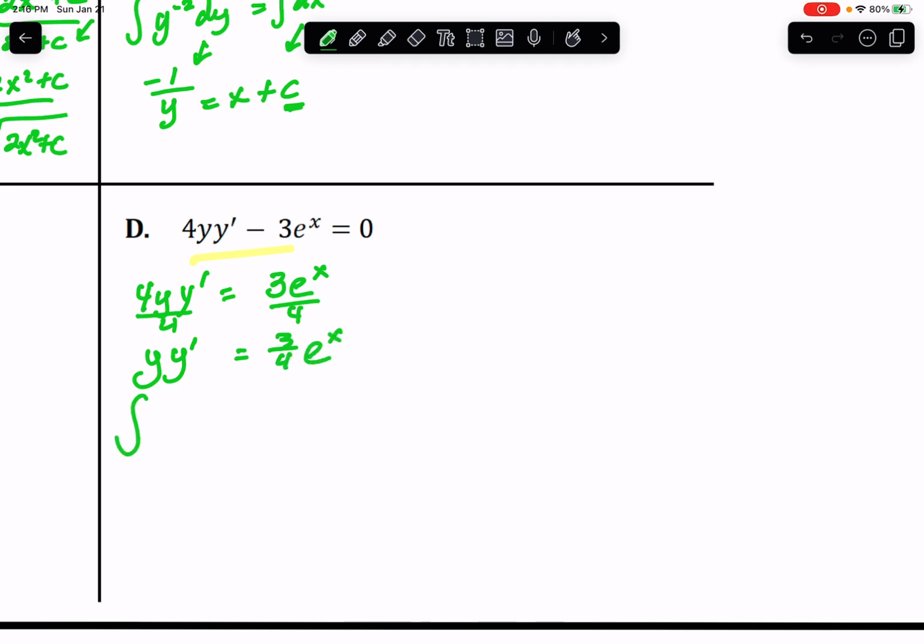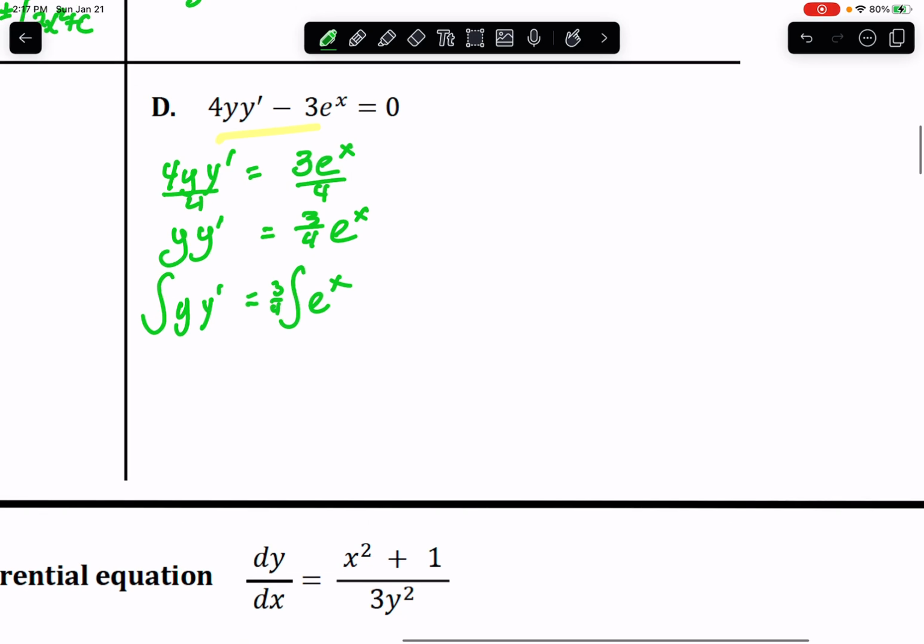So now I'm going to integrate y prime and integrate 3/4 and then e to the x. So when I integrate y prime, I get 1/2 y squared plus c, right, equals 3/4 e to the x plus c. We're putting the c over there. So now I have to get my y squared and my y and all that.